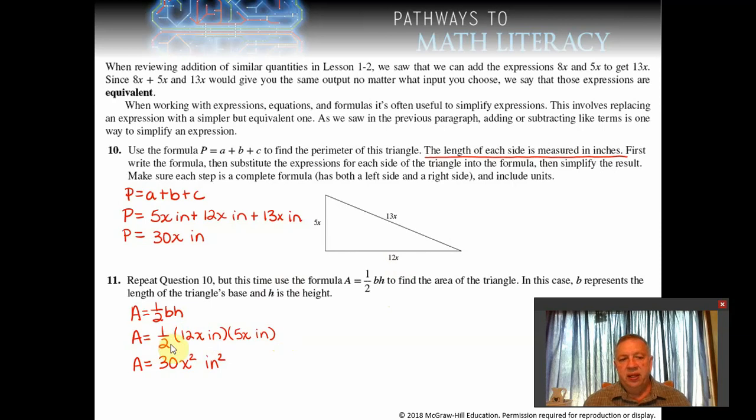Well, I'm going to divide out one of these. So the 12, I'm going to divide by 2, that gives me 6. 6 times 5 is 30. x times x is x squared. Inches times inches is inches squared. So if x was 1, it would be just 30 square inches. If x was 2, 2 squared, 2 times 2 is 4 times 30 is 120 square inches.